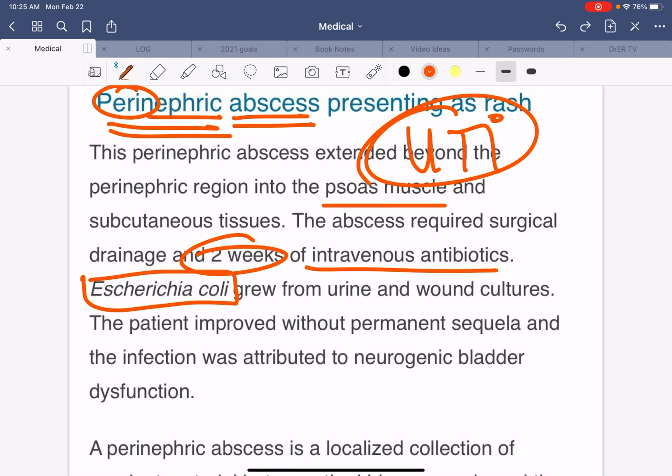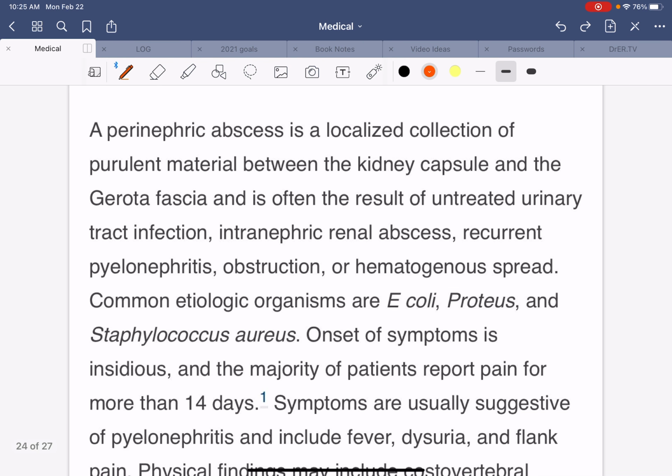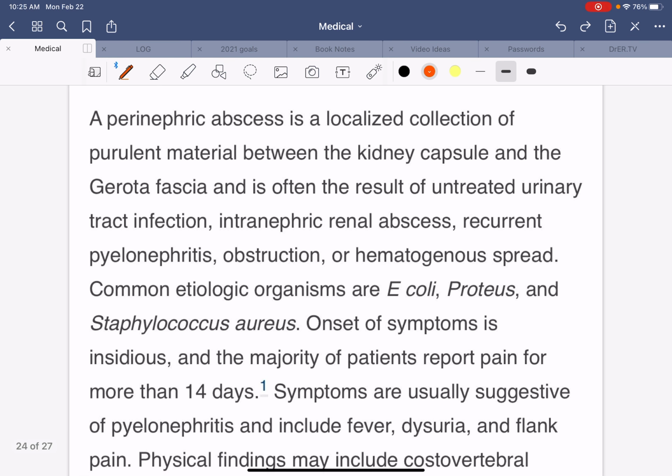The patient did improve without permanent sequelae, and the infection was attributed to a neurogenic bladder dysfunction. The patient wasn't peeing adequately, so he retained a UTI, and that causes that. A perinephric abscess is a localized collection of pus, purulent material, between the kidney capsule and the Gerota fascia. It's often the result of untreated UTI.